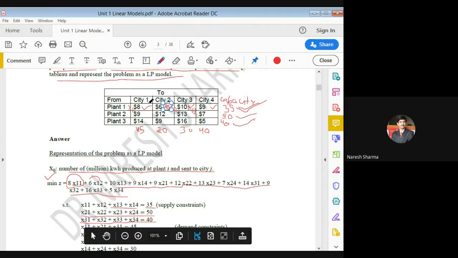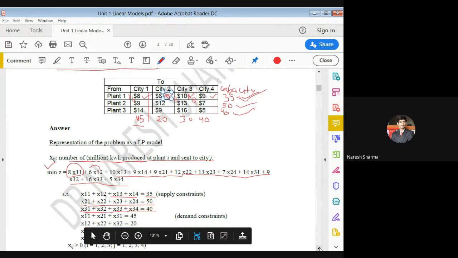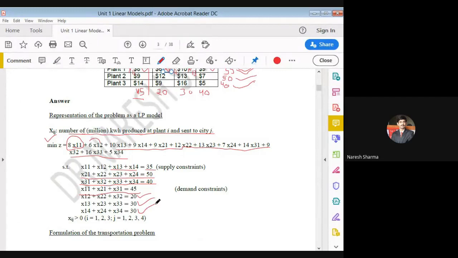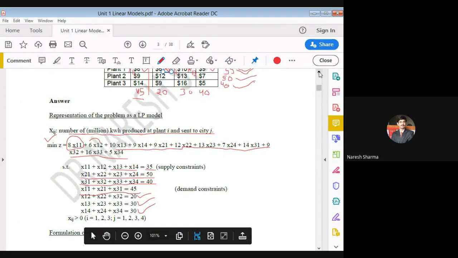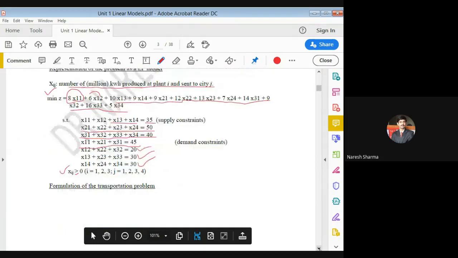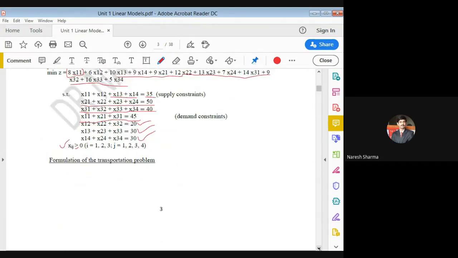Similarly, column-wise, the first column should be 45. That means we fulfill the demand of the first city, that is x11 plus x21 plus x31 is 45. Correspondingly, the same applies to the second, third and fourth columns. And we know that the number of units supplied can never be negative, so xij should be greater than or equal to 0. So this is the formulation of the transportation problem in a linear programming model, right?